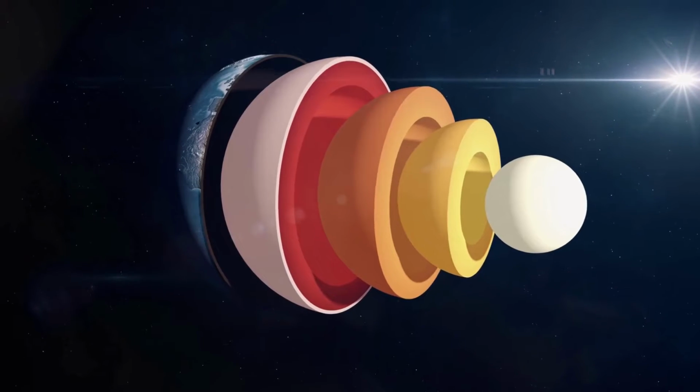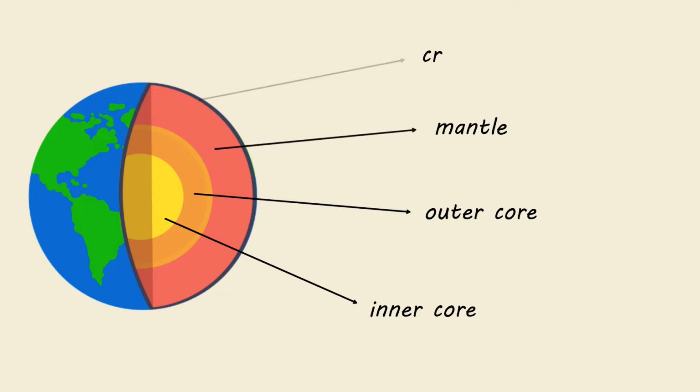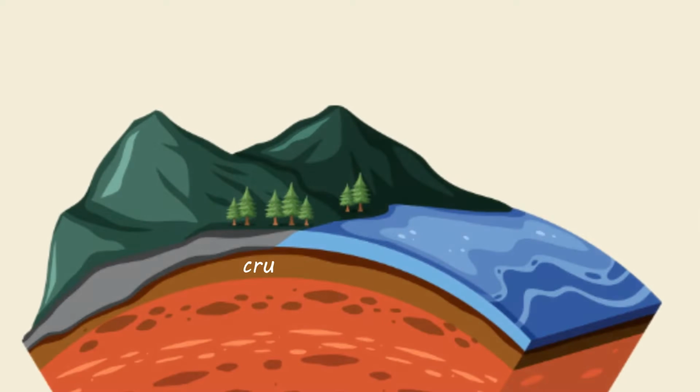Earth is composed of four main layers based on chemical composition, starting with an inner core at the planet's center, enveloped by the outer core, mantle, and the crust. Our journey begins with the crust, the thin layer where we live. It is the outermost shell of our planet that covers the Earth's mantle.